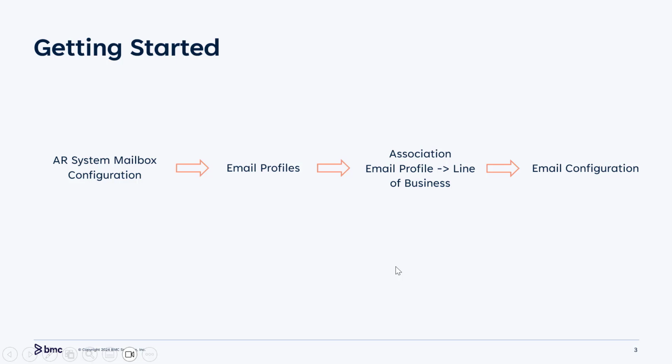So first of all, in order to make this work, we have to do a mailbox configuration, and then after that we have to do the email profiles, and then we have to do an association between an email profile with line of business and then the email configuration. This is one of the most important configurations in the business workflow for emails.